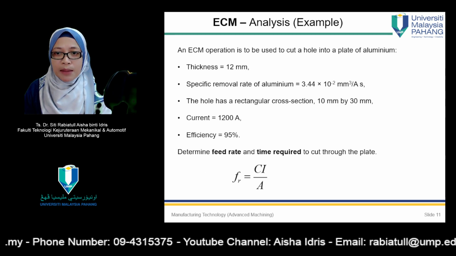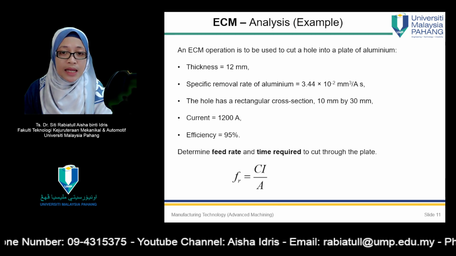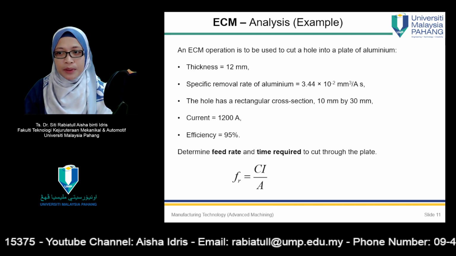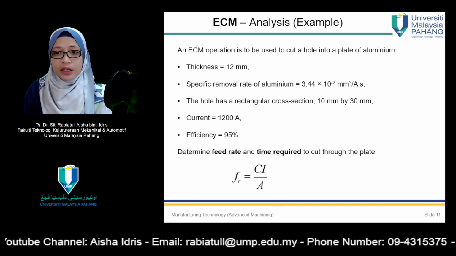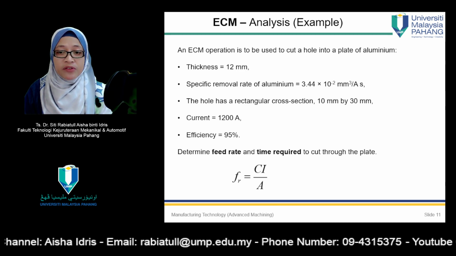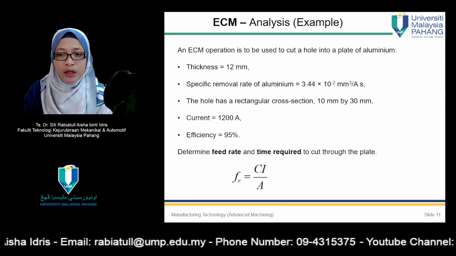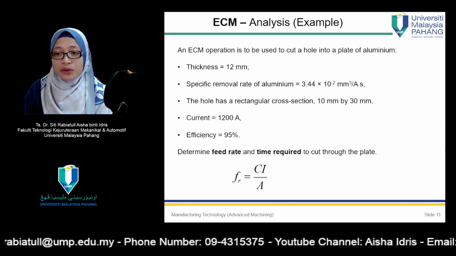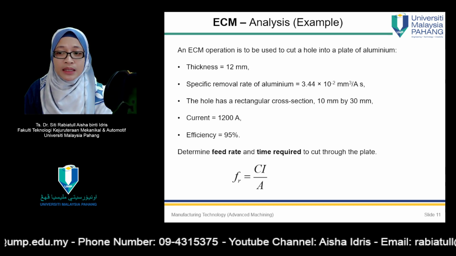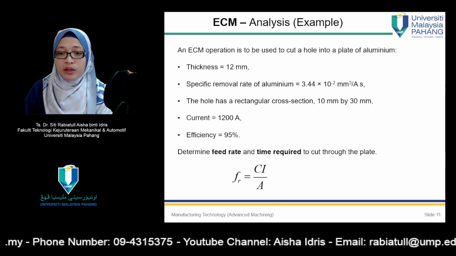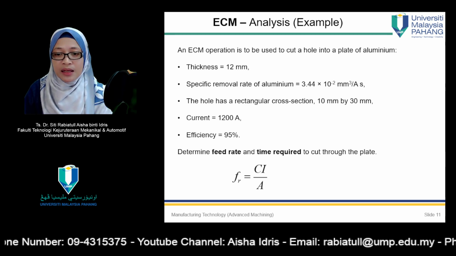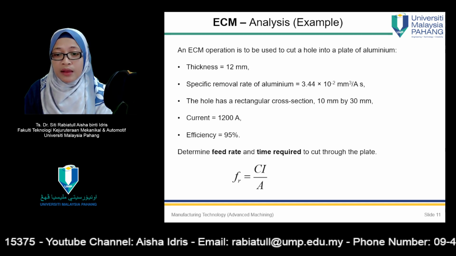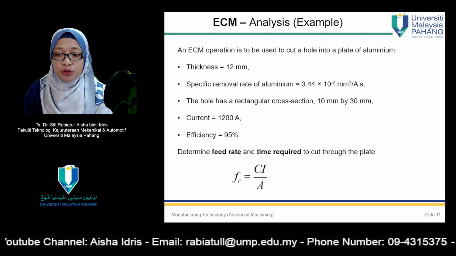So now let's look at an example for ECM. Let's read this example together. An ECM operation is to be used to cut a hole into a plate of aluminium. The thickness is equal to 12 mm. Specific removal rate of aluminum is given as follows. The hole has a rectangular cross section, which is 10 mm times 30 mm. Current is given, which is 1200 ampere. Efficiency is given, which is equal to 95%. And the question asks us to find feed rate and time required to cut through the plate.